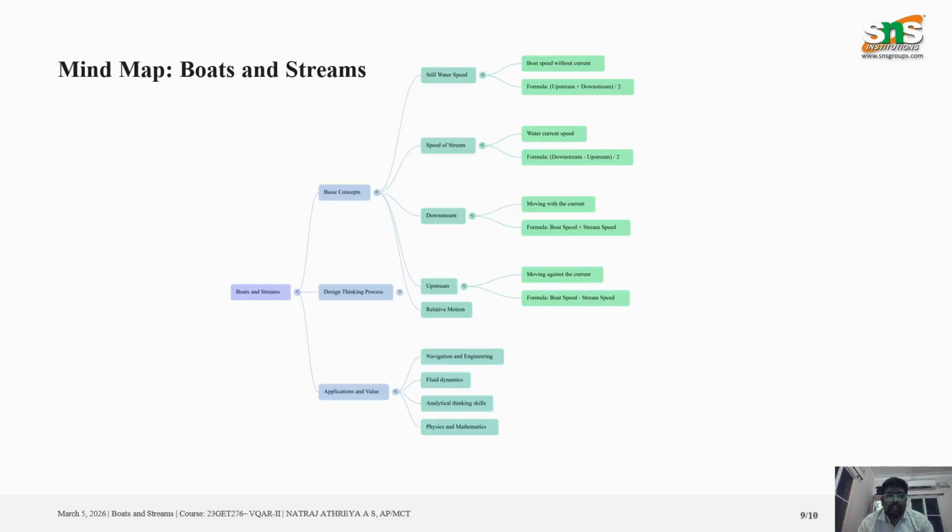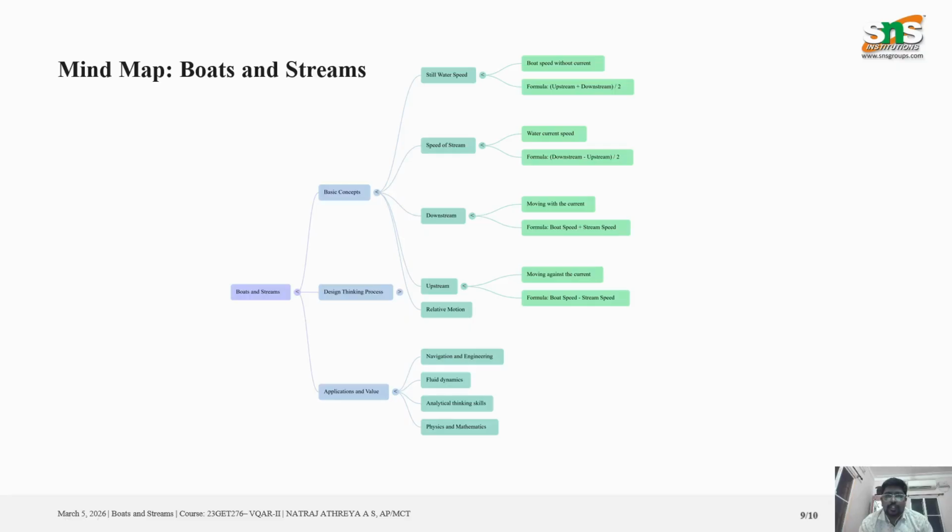Here we have a representation of the mind map. In the mind map, you can see that we have boats and streams. The concept we split into basic concepts, design thinking process, and application and value. In the basic concepts, we have still water speed, speed of stream, upstream and downstream, and then relative motion. On the other side, we have applications: navigation and engineering, fluid dynamics, analytical thinking skills, physics, and mathematics.